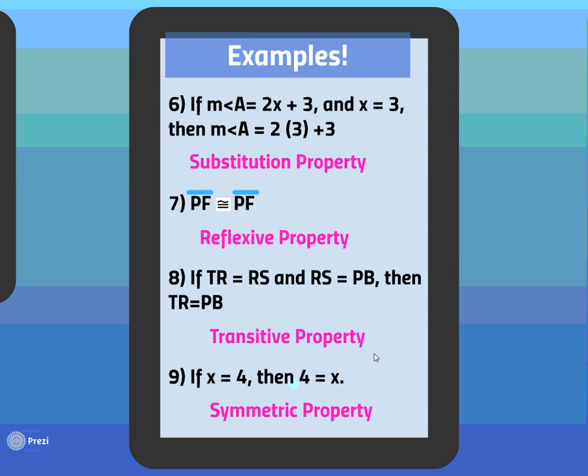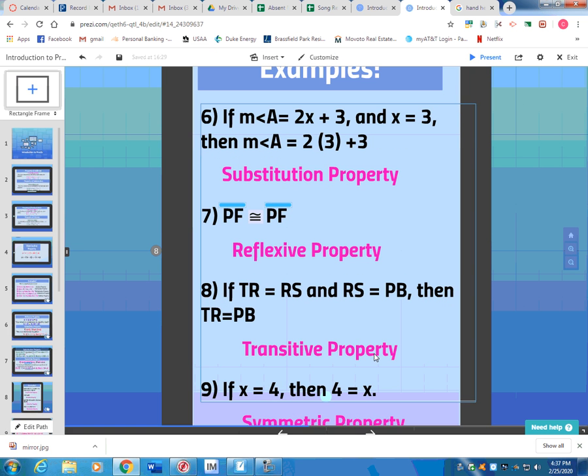So those are our 4 additional properties of equality that will help us either while we're solving or help us to organize our work a little bit better. So yeah, nice job, you guys. Way to go.